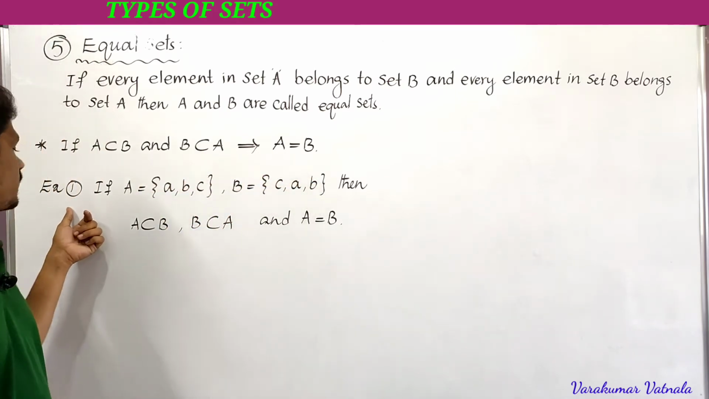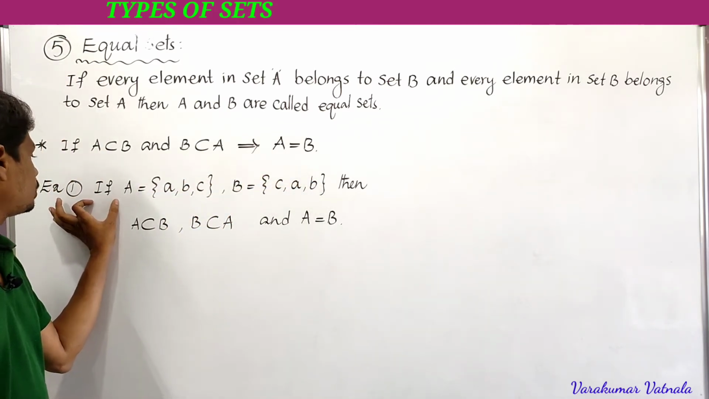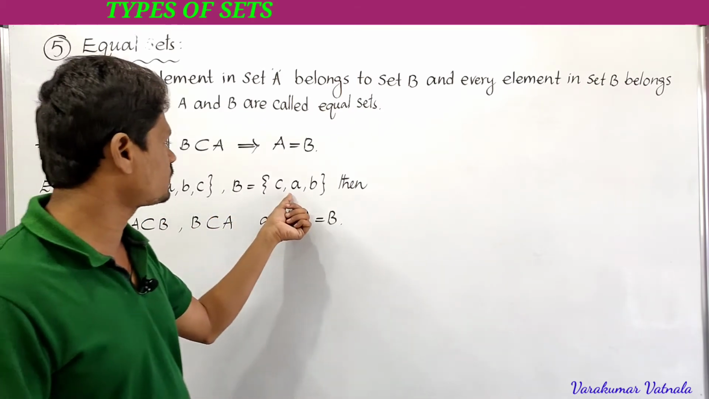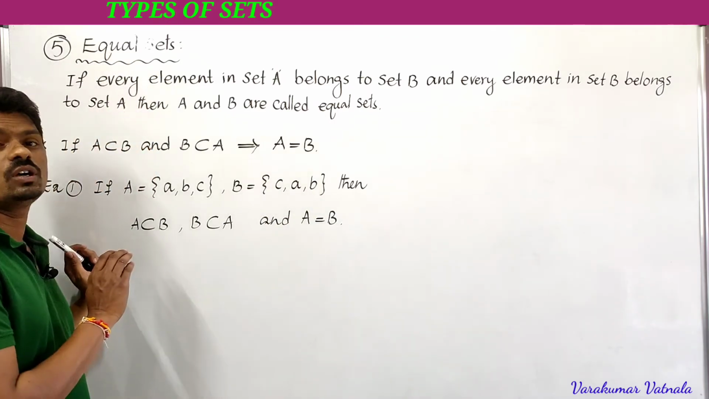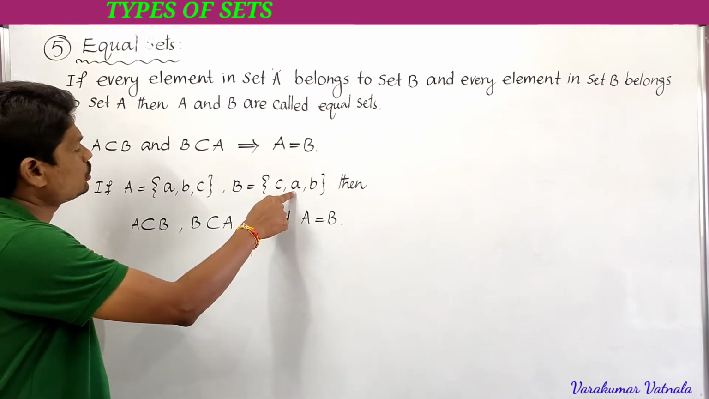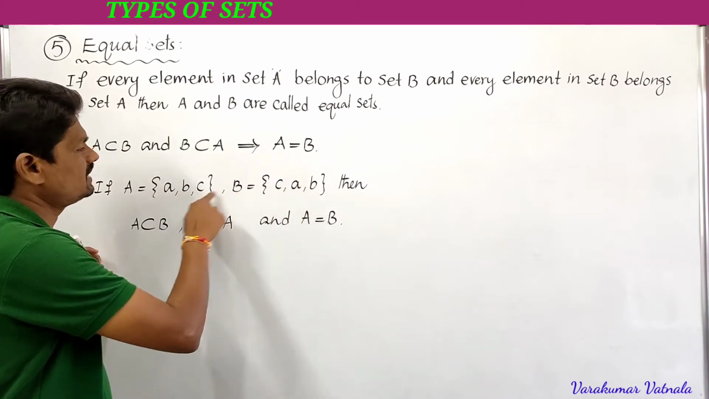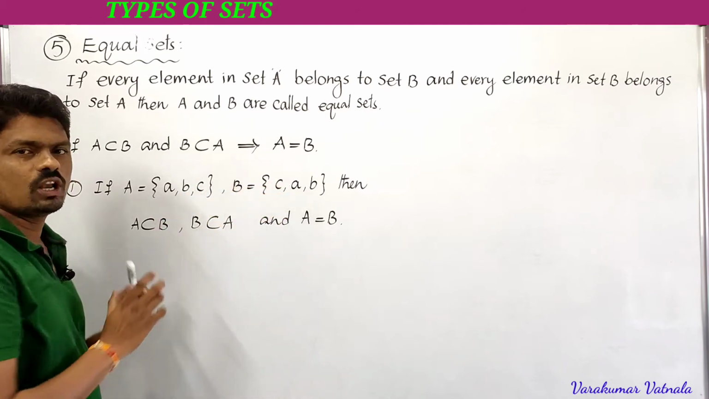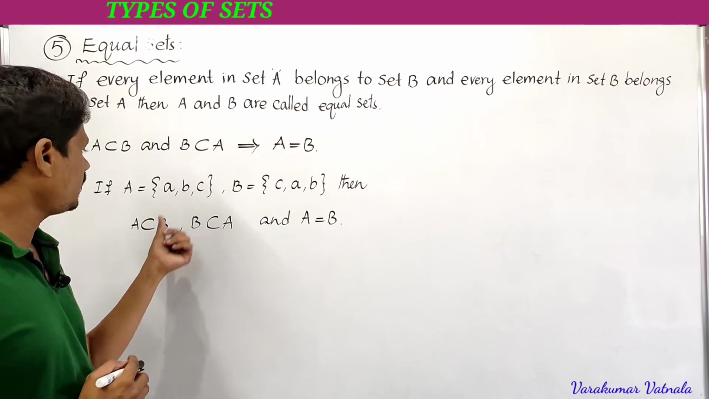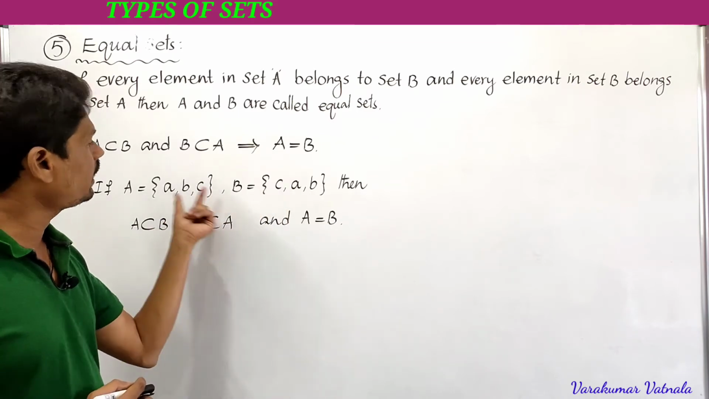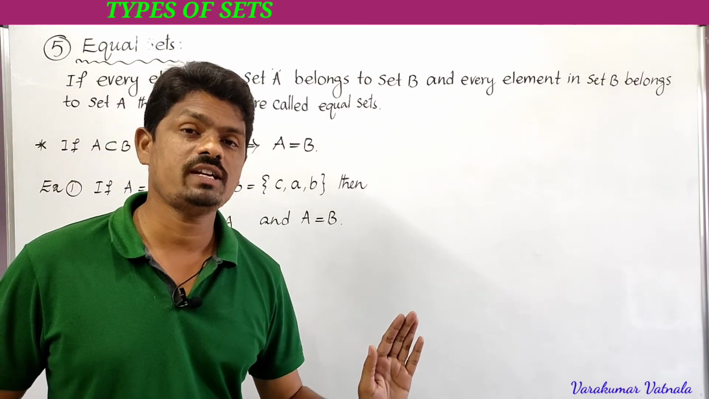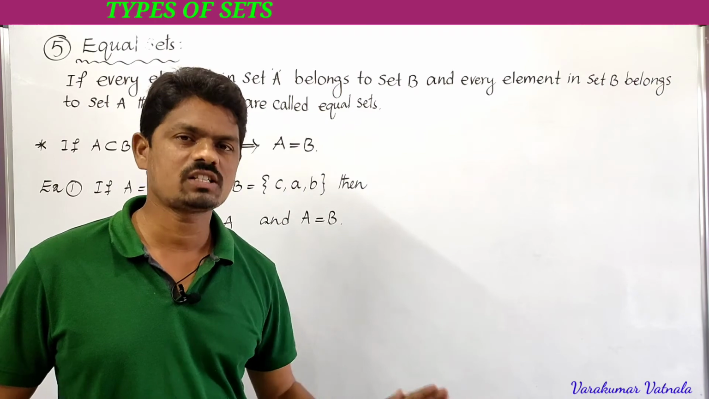So by taking one example, you can understand very clearly. If A is equal to the set {A, B, C} and B is equal to the set {C, A, B}, here we have to observe whether the elements are equal or not. Here A is there, here also A is there, B is there, B is there, C is there, C is there. So there are equal elements in both the sets. Hence we can write here A is a subset of B, B is a subset of A, and A is equal to B. So if there are equal elements in both the sets, we can say they are equal sets.